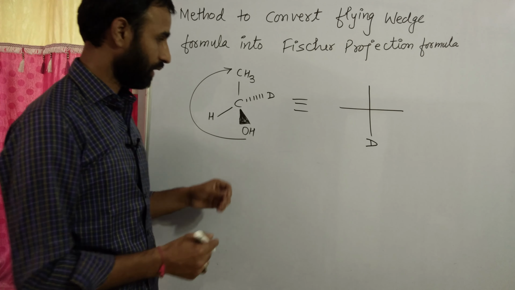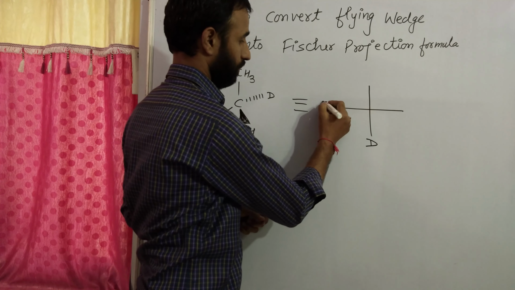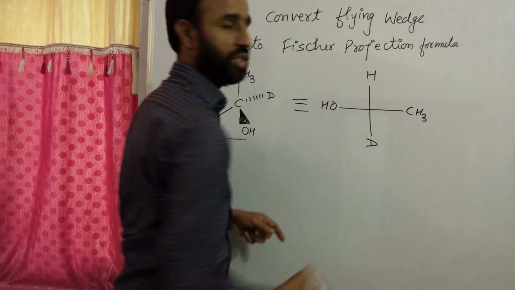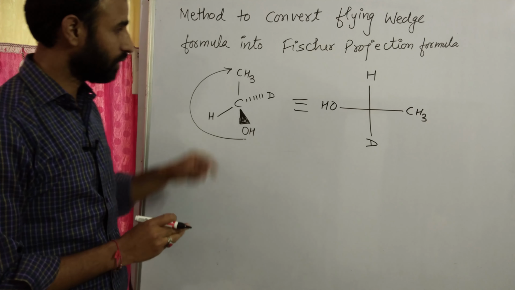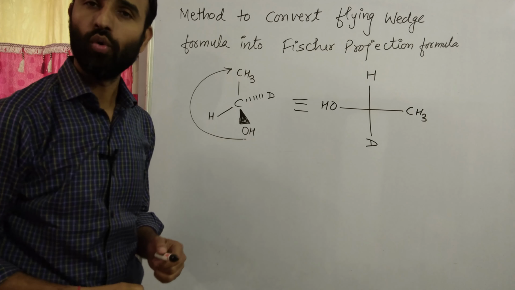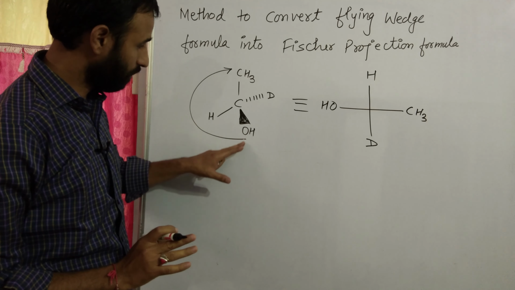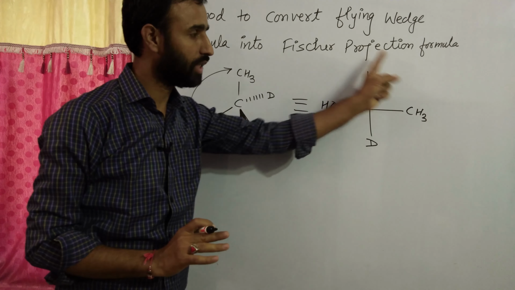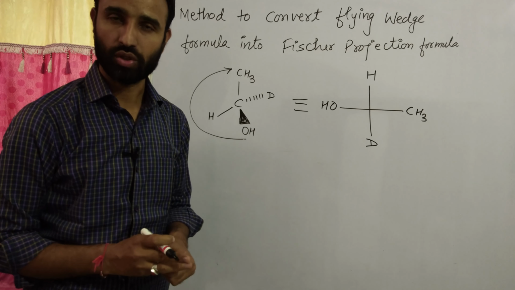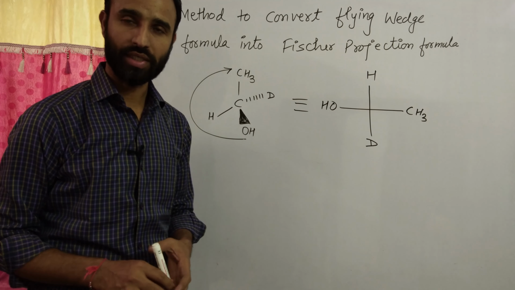anti-clockwise. So first we write OH, then H, and then CH3 in a sequence, or you can start from here: CH3, H, OH, clockwise or anti-clockwise. Whatever sequence is there, follow the same in the Fischer projection formula. You get the Fischer projection formula of the compound. This is the way to write.